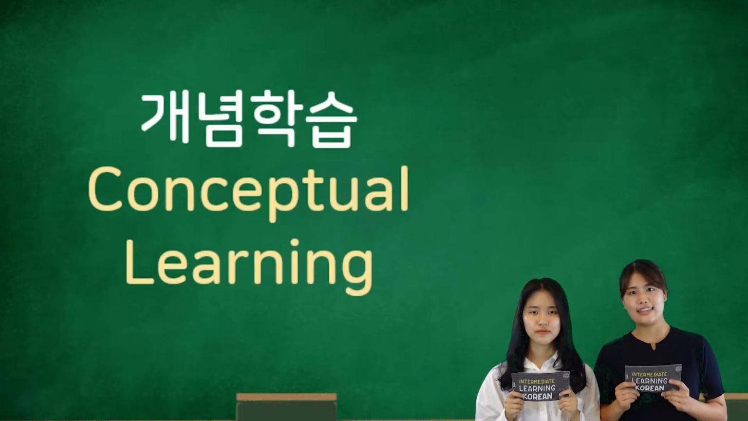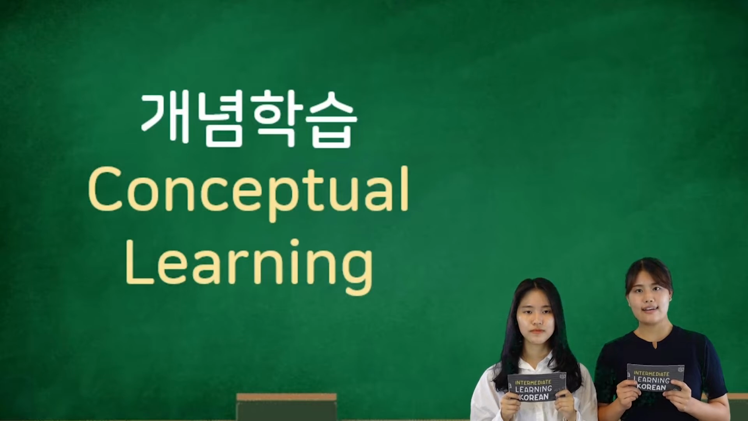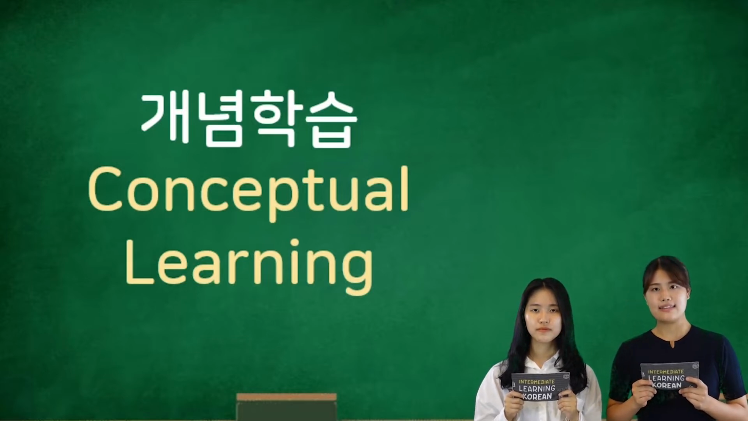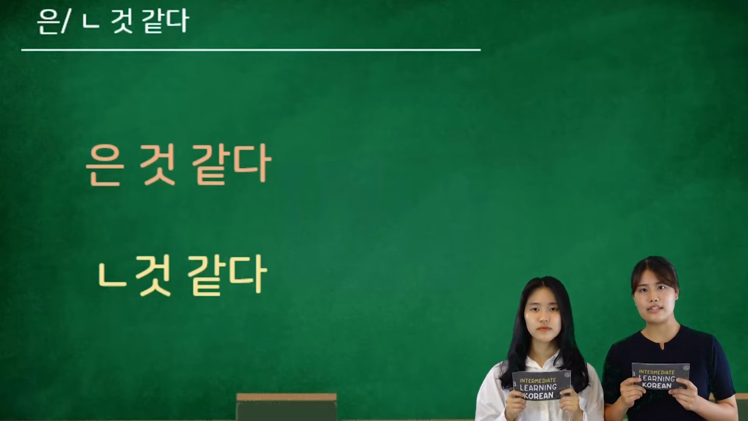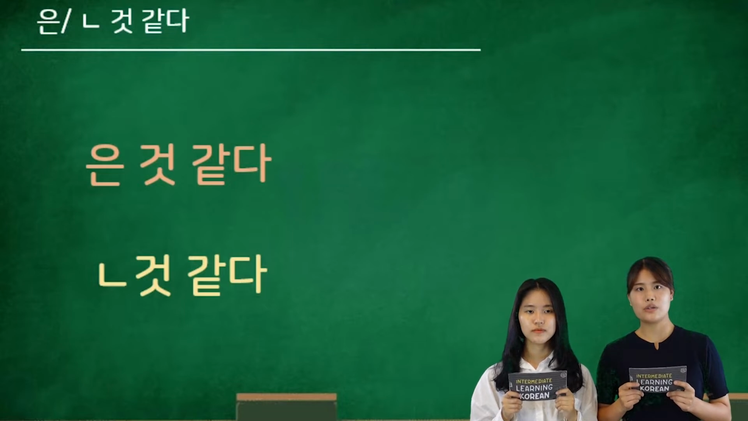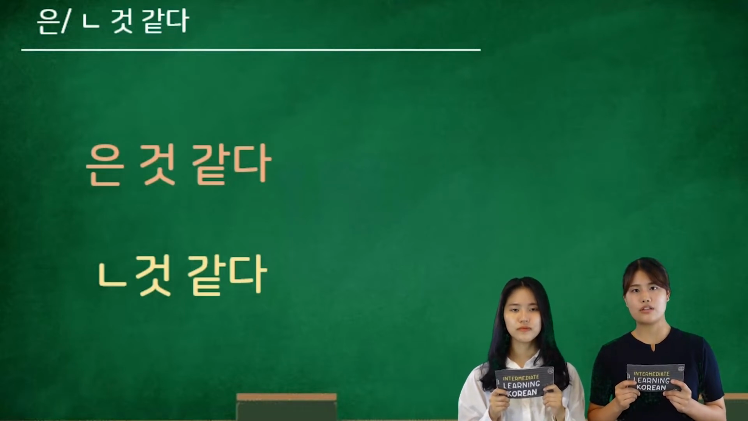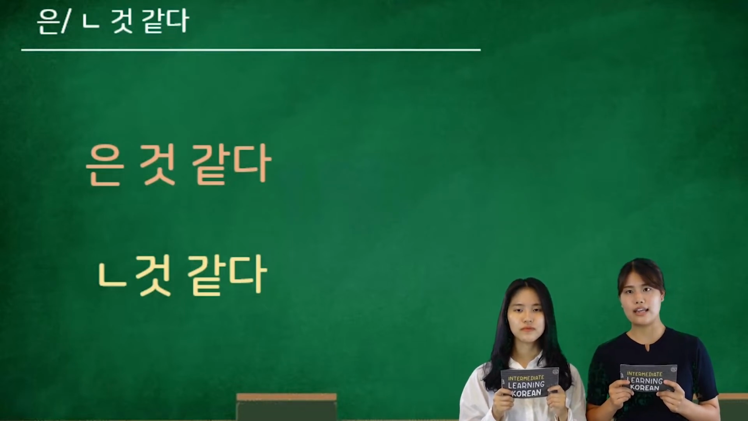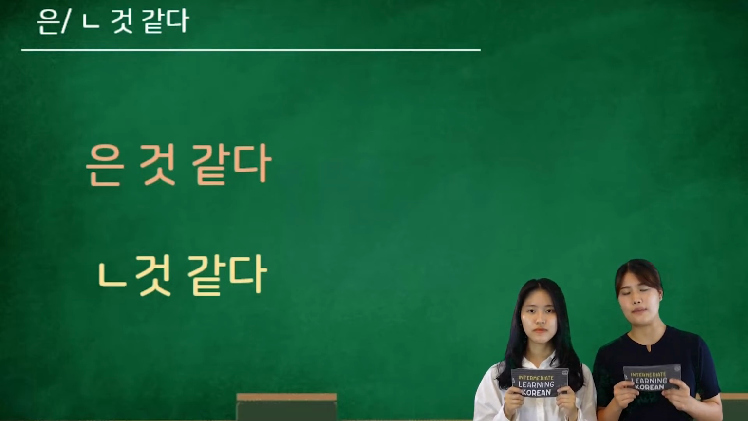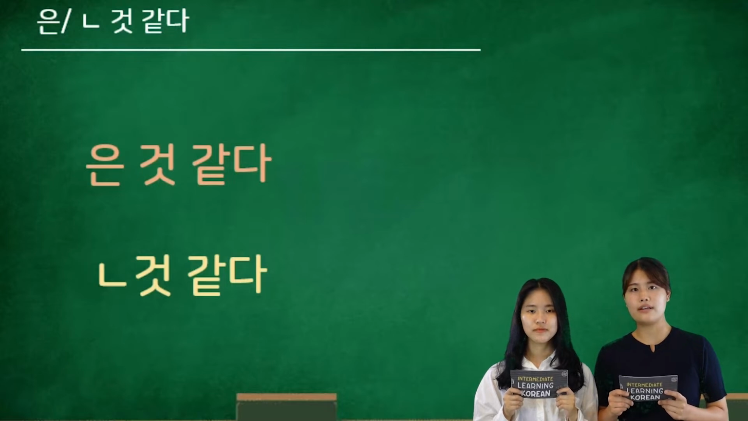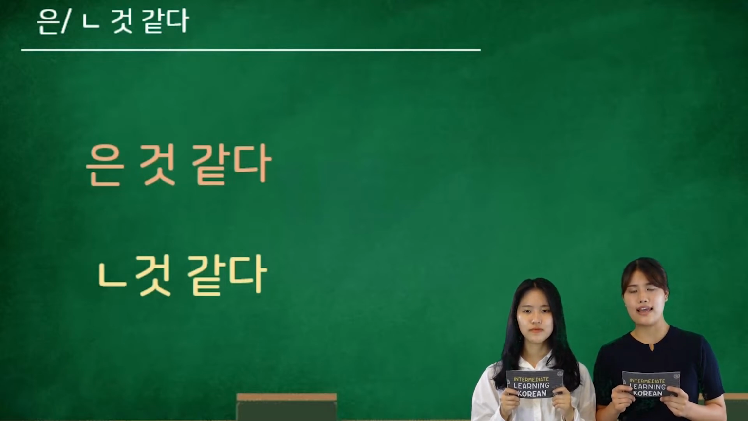Today's lesson is 은 것 같다 and ㄴ 것 같다. They are used after the stem of a verb or adjective. Also, it is used to talk about an action that happened in the past or to guess what happened in the past. For example, there is a sentence like this.